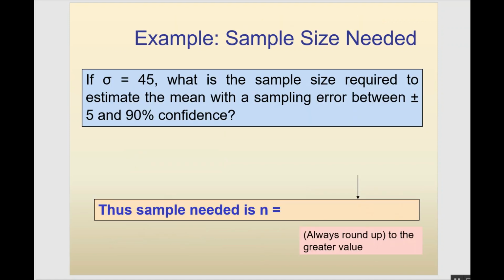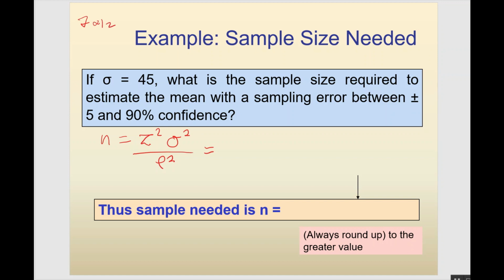Okay, so example, sample size needed. If the standard deviation is 45, what is the sample size required to estimate the mean with sampling error plus minus 5 and 90% confidence? So you already know the formula. N equals Z squared, standard deviation squared, over E squared. So what is your Z basically? It's given to you that it is 90% confidence, so you need to find the value of this, then only you plug into the formula.